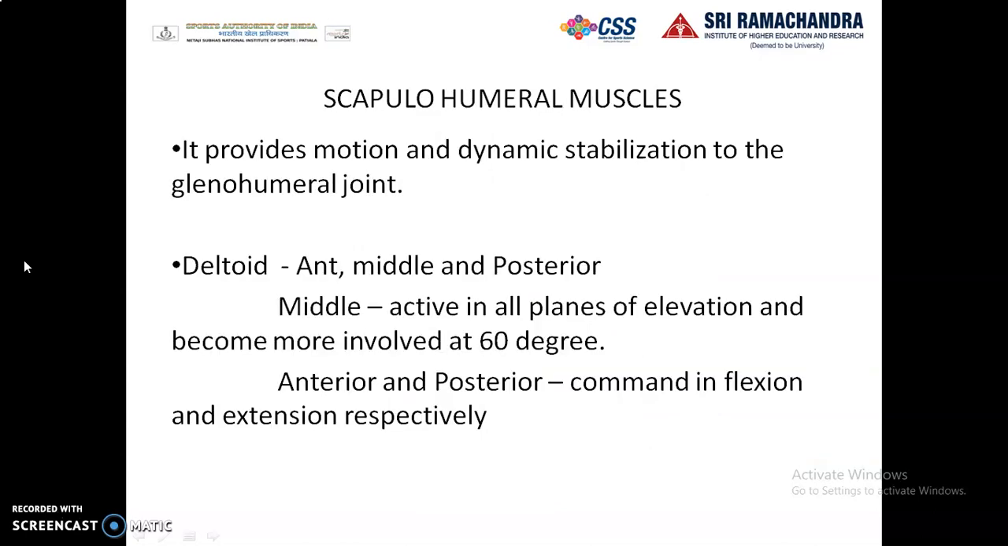Then, when you talk about scapulohumeral muscles, they provide movement as well as dynamic stabilization to the glenohumeral joint. As we are all aware, the deltoid has three fibers: anterior, middle, and posterior. What is the function of the anterior and middle deltoid? The middle deltoid remains active in all planes of elevation and becomes more involved at 60 degrees. That is what we have been discussing with the scapulohumeral rhythm. The anterior and posterior fibers command flexion and extension respectively.